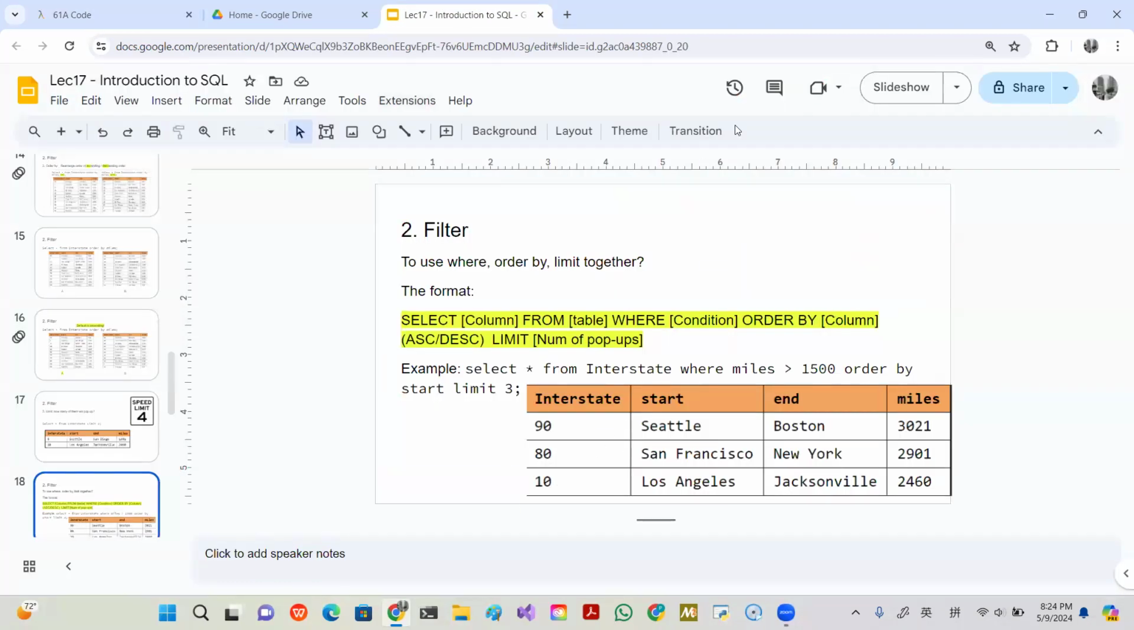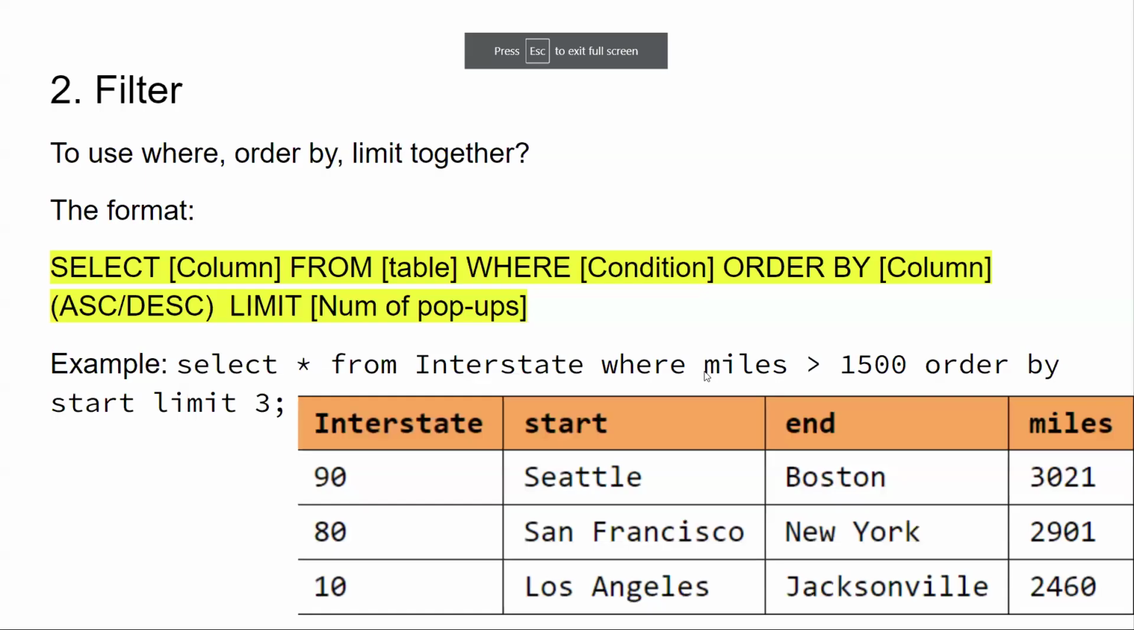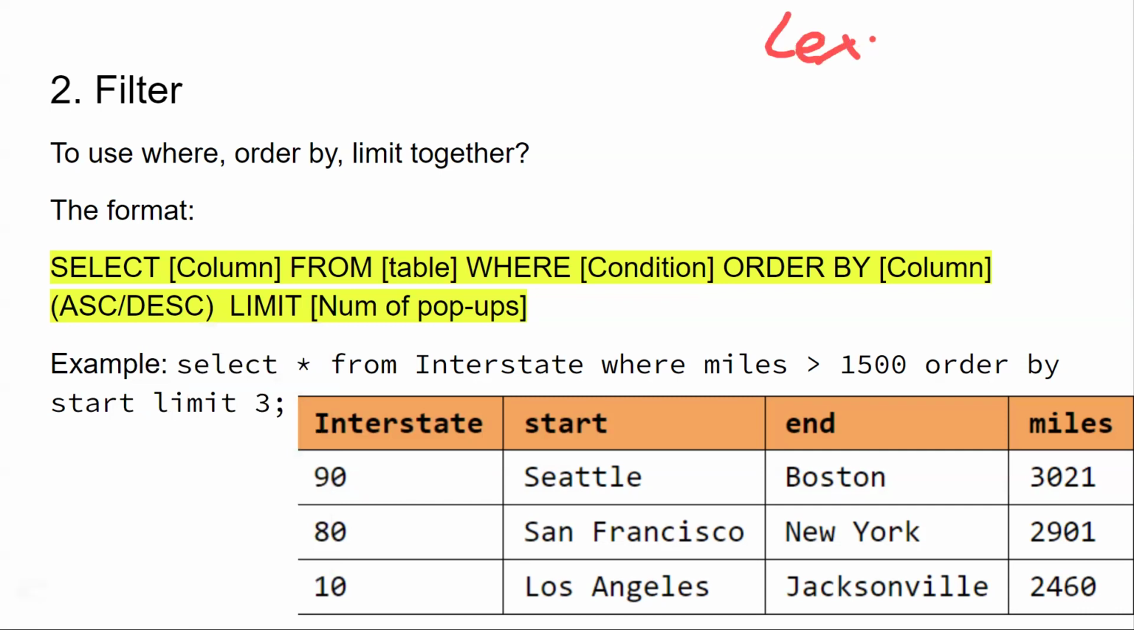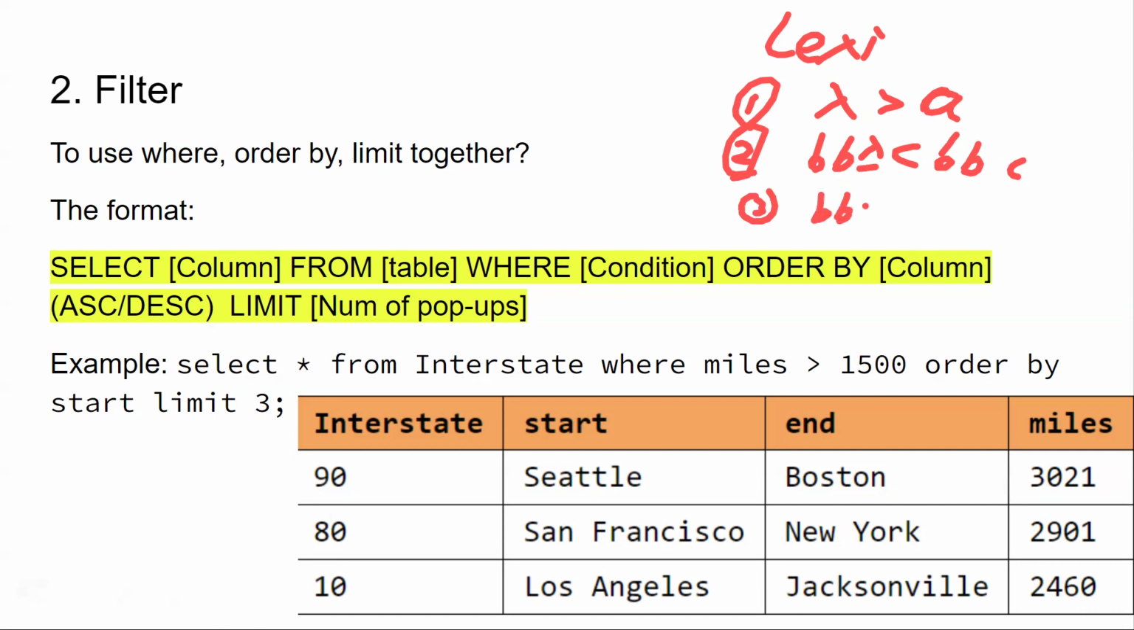So to summarize, we have three kinds of lexicographic comparison when comparing strings. One is lambda is less than A. Second one is BB is less than BBC because of the lambda. And the third one is BBBBBC is actually less than BC because we're comparing B and C, so B is less than C. That's why you see San Francisco is less than Seattle, because A is less than E. A comes before E.